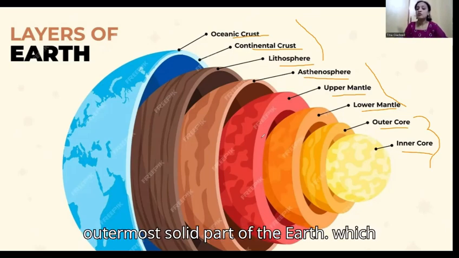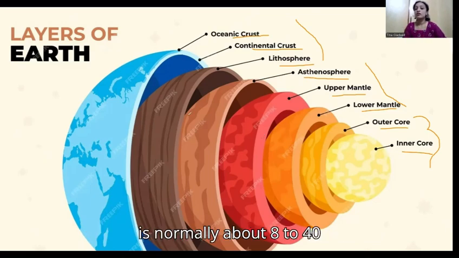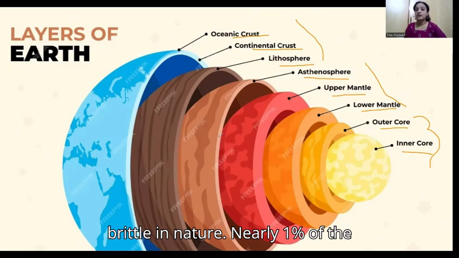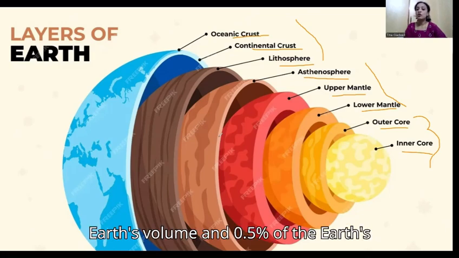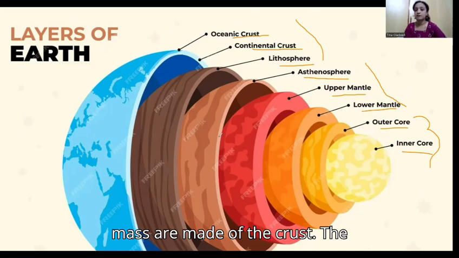It is the outermost solid part of the Earth, which is normally about 8 to 40 kilometers thick. It's very brittle in nature. Nearly 1% of the Earth's volume and 0.5% of the Earth's mass are made of the crust.